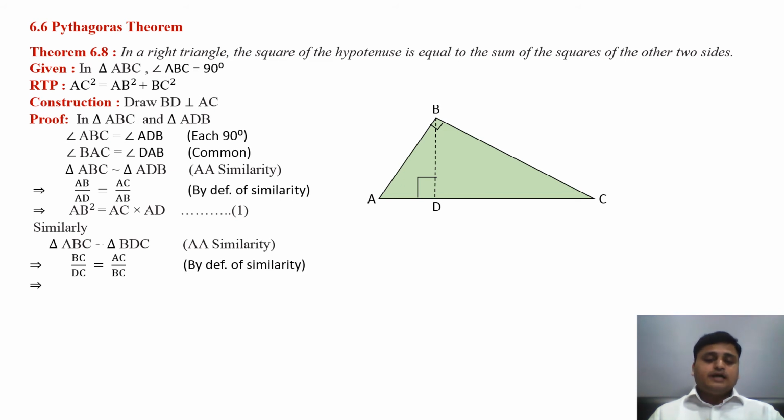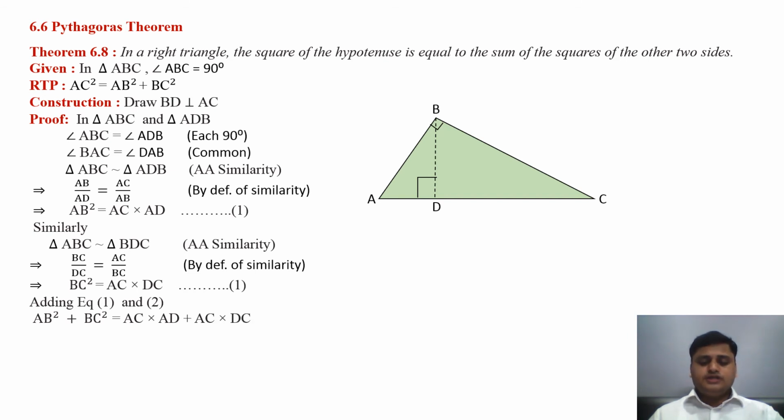Now we will cross multiply, so BC square is equal to AC into DC. We will call this equation number 2, and the one above equation number 1. Adding 1 and 2: the left hand side will be added with the left hand side and the right hand side with the right hand side. So AB square plus BC square is equal to AC into AD plus AC into DC.